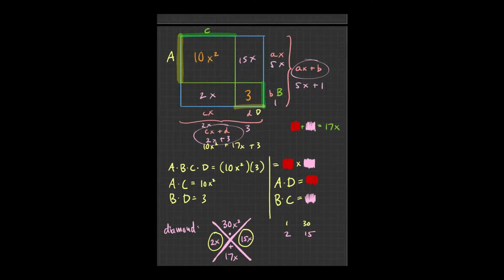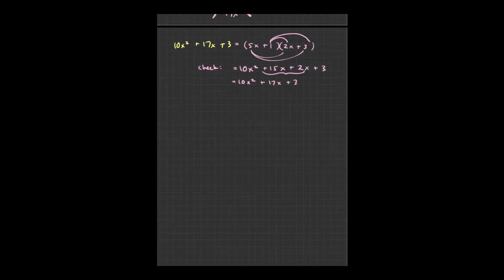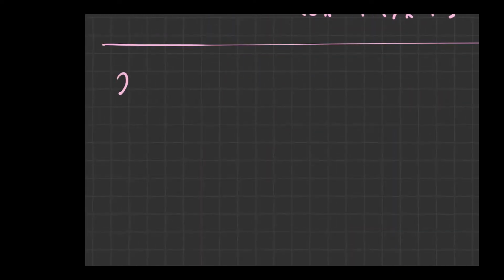So let's do another question. This time, let's avoid the rectangle model. We'll just use the diamond. So let me just scooch over to section 4.2. Okay, how about this one? Okay, so let's do 2u squared minus 8u plus 6.